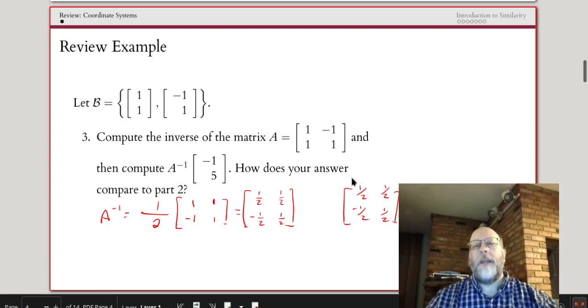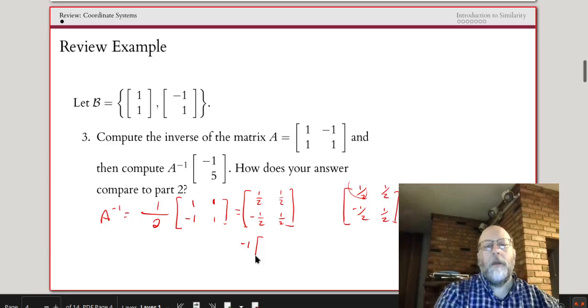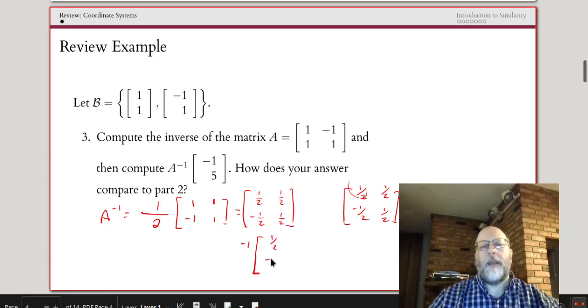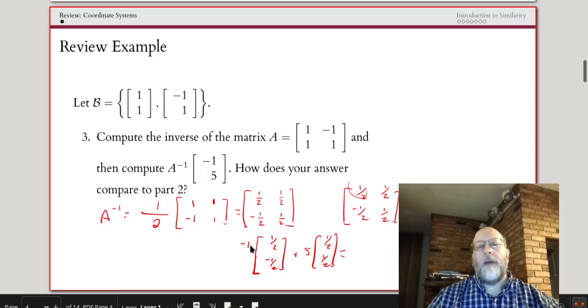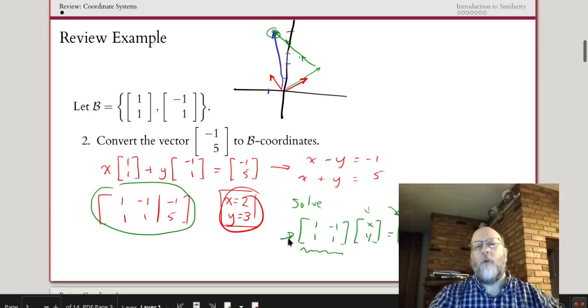Well, that's a linear combination. We're going to take negative 1 times 1 half, negative 1 half, plus 5 times 1 half, 1 half. In the top row, we have negative 1 half plus 5 halves, which is 2. In the bottom row, we have positive 1 half plus 5 halves, and that's 3. That's exactly the same vector that we got in the previous example. X is equal to 2, y is equal to 3.